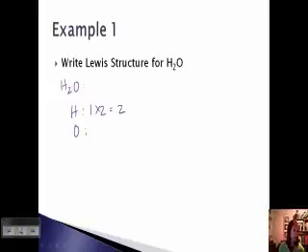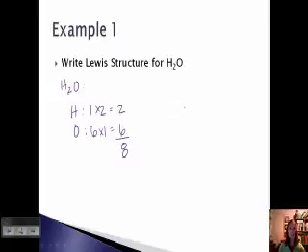Oxygen, if I look at my periodic table, is in the 1, 2, 3, 4, 5, 6th group. I'm not counting transition metals, so there are 6 valence electrons. There's only one oxygen, so that's 6. So I get a total of 8 valence electrons.